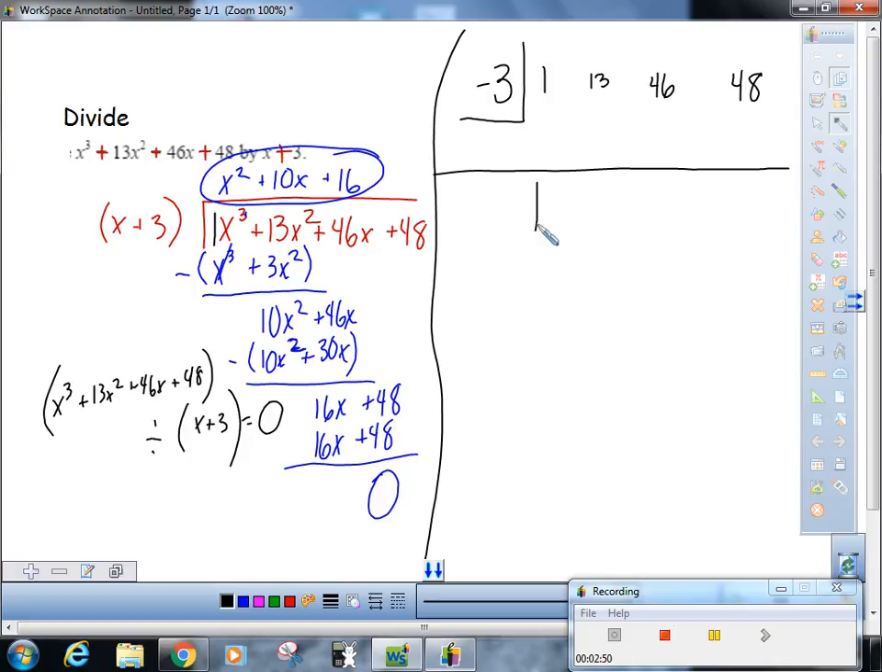So you bring down that 1. Every time, that's your process. You bring down that number. You write negative 3 times 1 is negative 3, and you rewrite that there, just like yesterday.